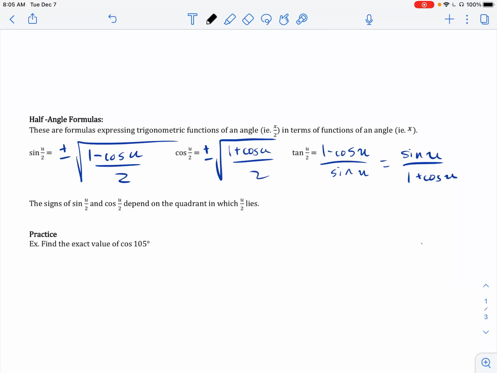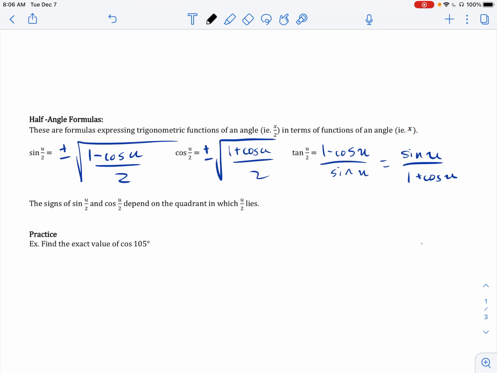The final set of formulas that we cover in this chapter are the half angle formulas. These are simply formulas that allow us to express trigonometric functions of some angle that could be half of some larger angle, and we're just writing it in terms of that larger angle itself. This is often helpful when we are dealing with angles that we can't evaluate using the unit circle, or when we need to make some type of trigonometric substitution.